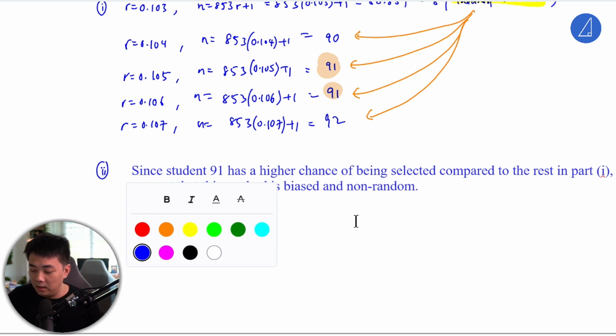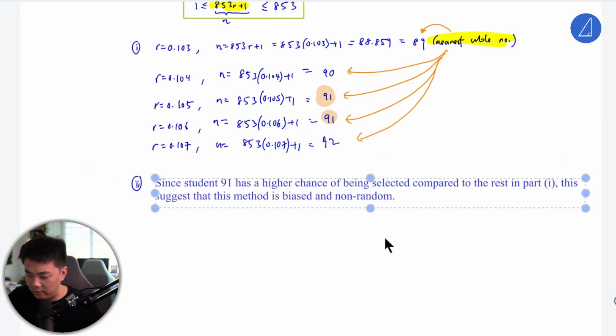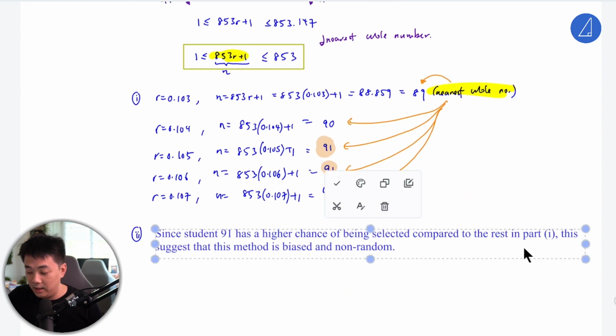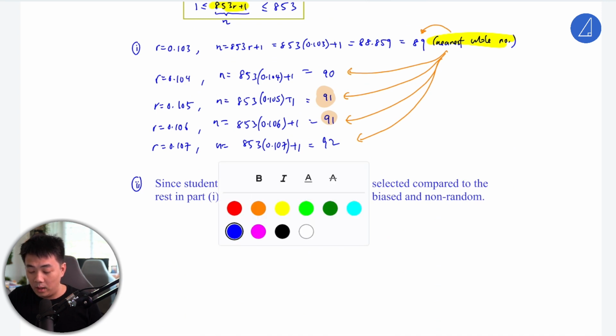So suggest an improvement. I think there are a few ways. Instead of selecting 0.000 to 0.999 inclusive, you can just select 0.001 to 0.853 inclusive. That will be easier than multiplying by 1000.